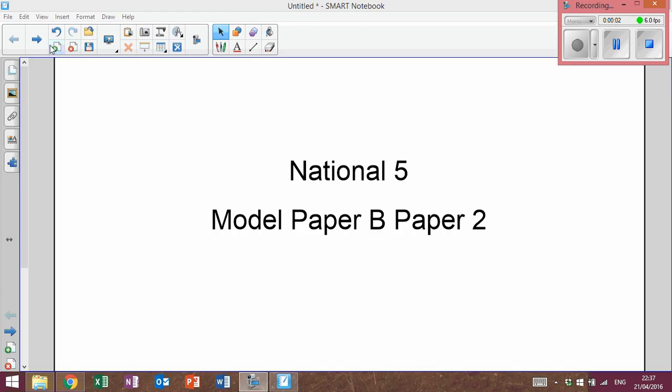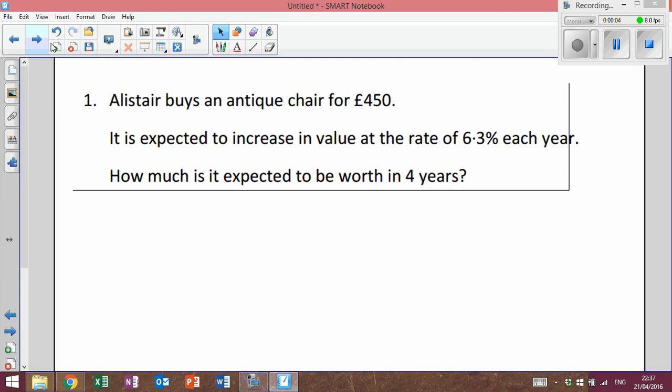Here's paper B, paper 2. Okay, so Alistair buys an antique chair for $450, expected to increase in value at the rate of 6.3% each year. How much is it expected to be worth in 4 years? Okay, so it's in the future, we're just calculating the percentage change over the next 4 years, but it's going to compound because that 100% will be changing every year.